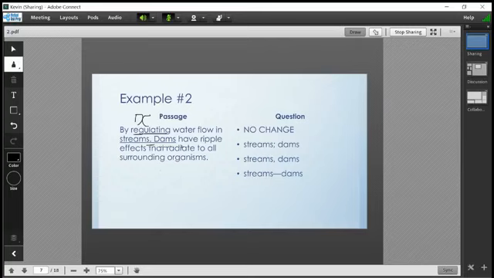Then I have dams, have. Dams would be the noun, have would be the verb. So now I have a subject and a verb, and that's going to be my independent clause. If I pulled that out, it can stand on its own. So I have the dependent clause followed by the independent clause.